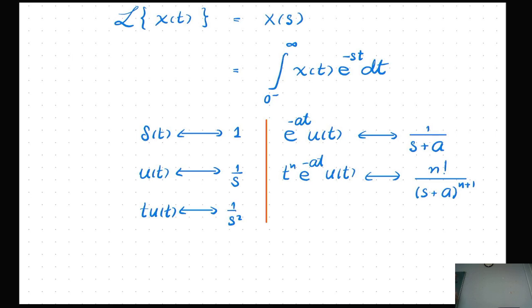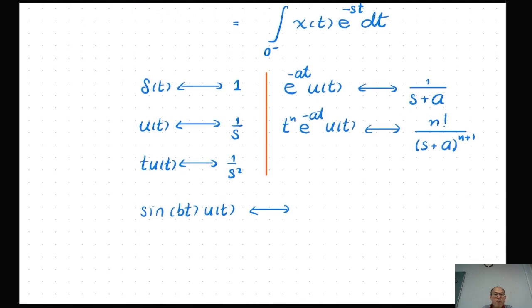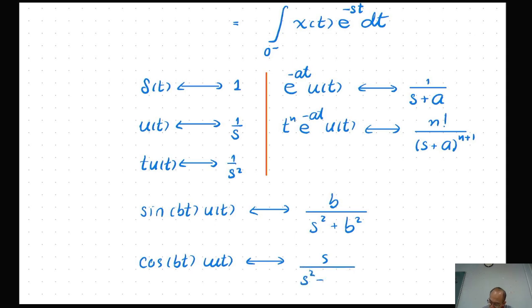The last one. So I think I should write it down here. Sine of bt u(t), right? I think I should move it down here as the Laplace transform pair of b over s squared plus b squared, and cosine of bt u(t) as the Laplace transform of s over s squared plus b squared.